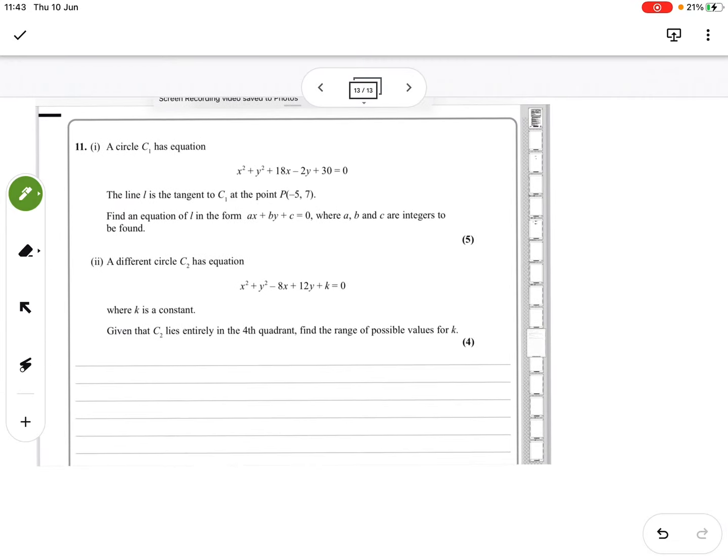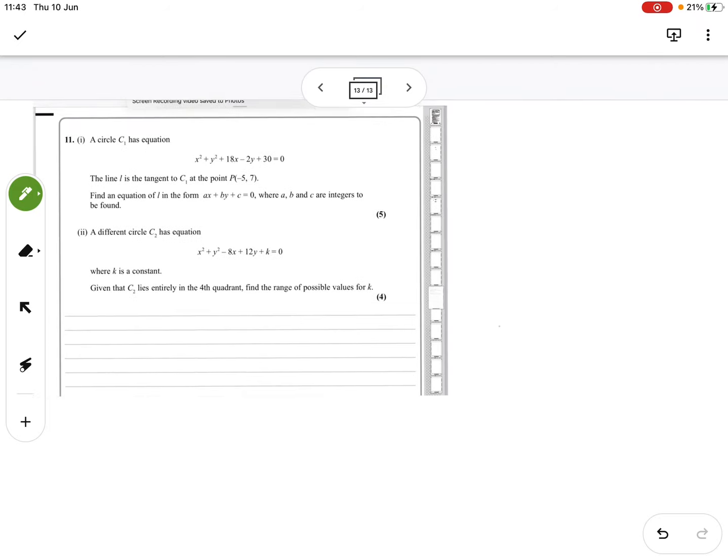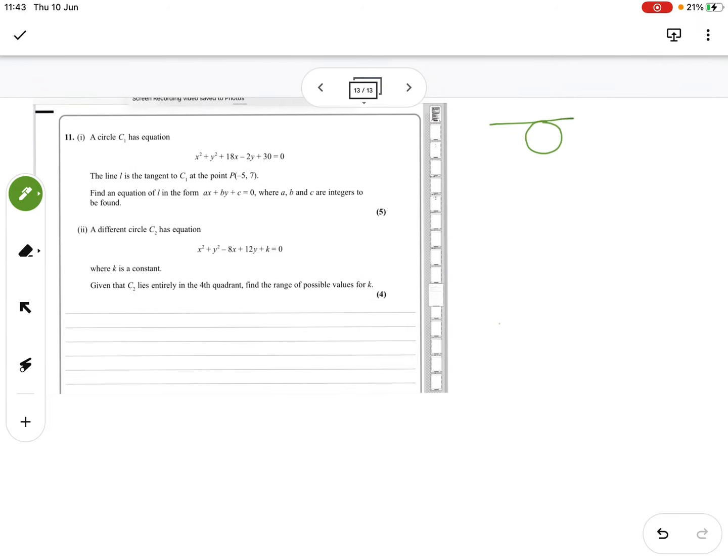So we have an equation of a circle. There's a tangent to it. Find the equation of the line L in the form of that, where it touches the point. So we need to work out what the centre is, because to get a tangent to a circle, you need to work out what the gradient is from the radius, from the edge to the centre, so that you can do the perpendicular for the tangent, wherever the tangent might be. So we need to do that first.